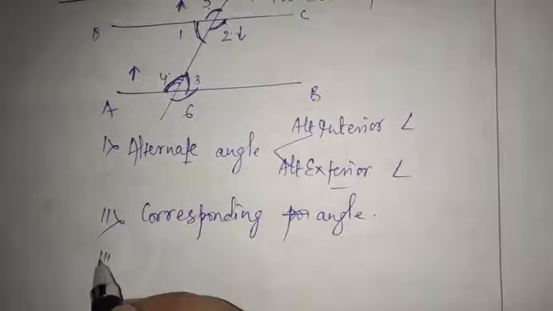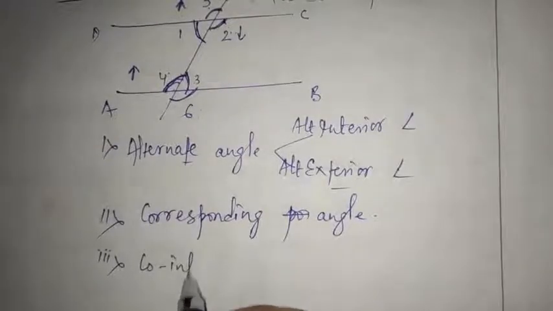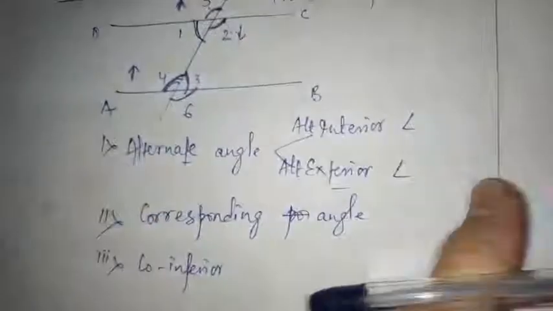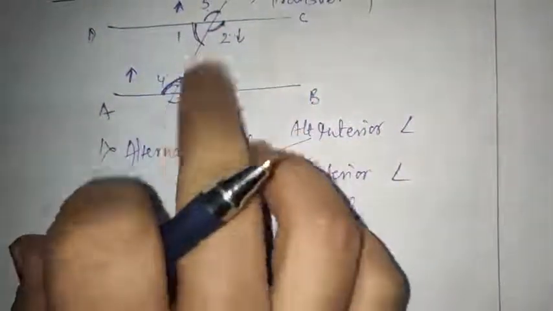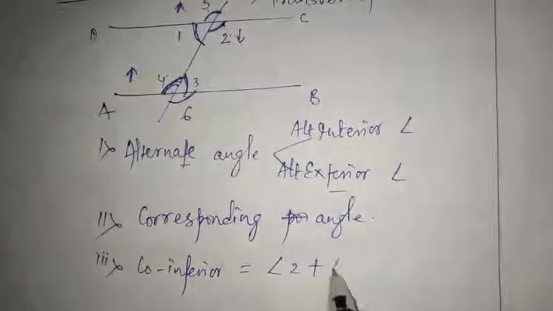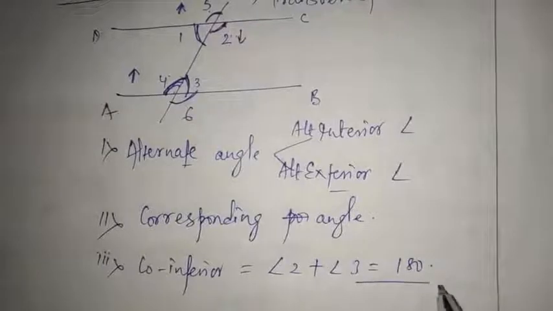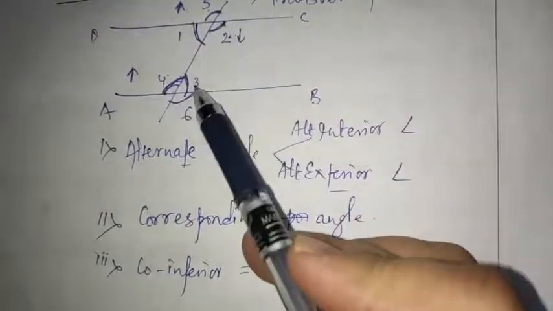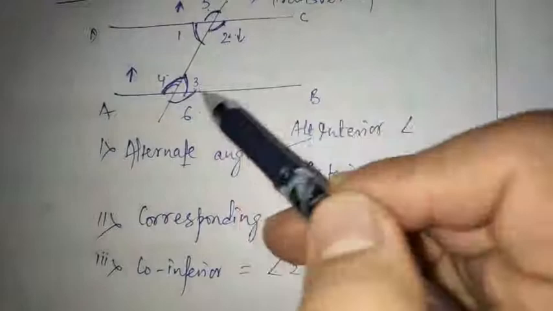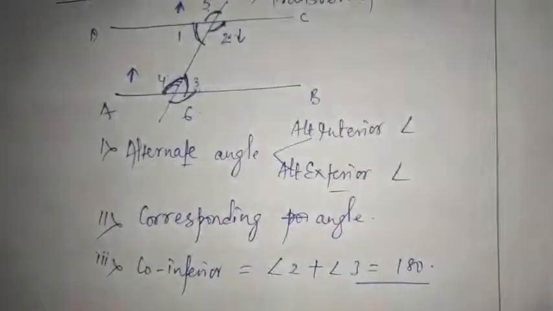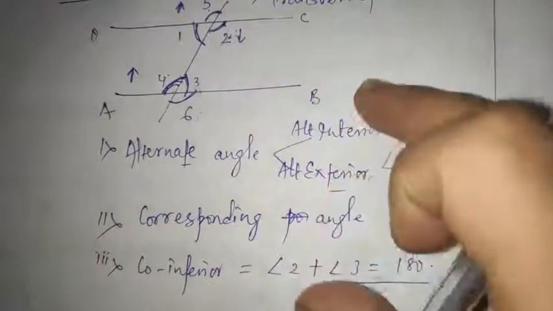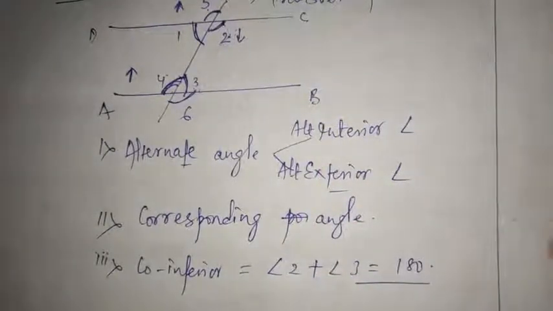Similarly, co-interior angle, or on the same side of the transversal line: if we add these two angles, say angle 2 plus angle 3, if the sum is 180 degrees or supplementary angles, then we could consider that angle a co-interior angle, and if such is the condition, then the parallel line would be formed. So these were the three properties. Using these properties only, we will now be solving exercise 10.1. So let's start our exercise.